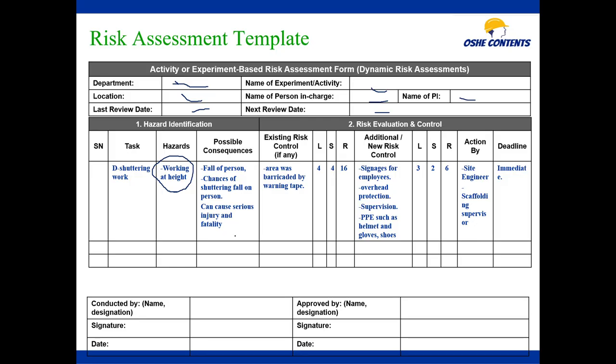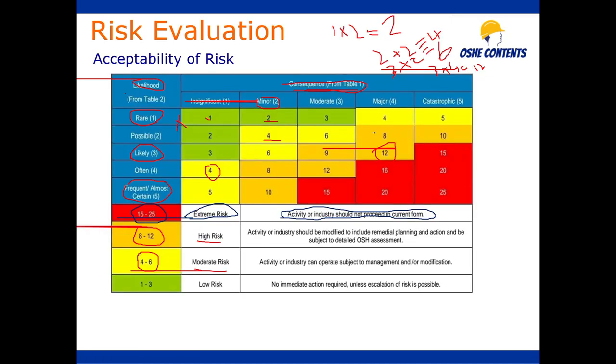What is the fatality? If there is a fatality, it means one person will be walking beneath that activity, or the person working can fall down. So the fatality consequence is 4, because there are chances of fatality. But the area was barricaded by warning tape. The likelihood should be 5, because there are high chances of falling materials hitting a person. But the area was just barricaded, nothing else, so it becomes 4. So 4 by 4 is 16, which we can count as major. So that becomes 16.